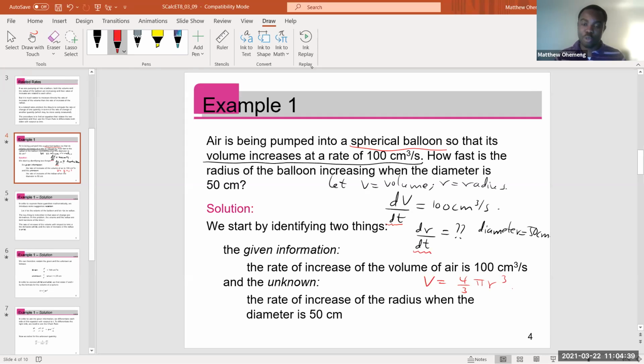So all that I have to do here is, since I'm asked to find the rate of change of the radius with respect to time, and I have an equation which has the volume and the radius in it, I'll just do d over dt of both sides, and then everything will play out, right? So I have the information here. Let me go to the whiteboard so that we solve this together.